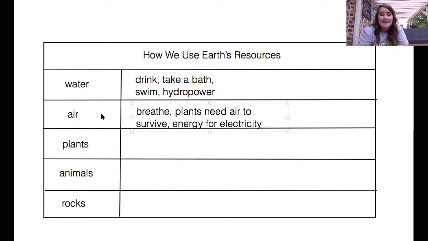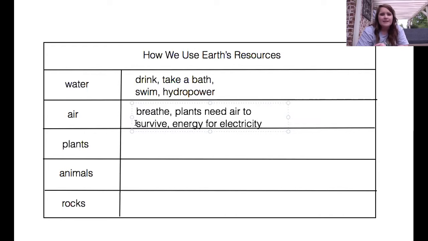So we're seeing that we use water every single day. We definitely need air, mainly for us to stay alive. If we don't have air, then we're not able to breathe, and that would not be good. So that's the main one that's very important. That is a resource that we need every single day.